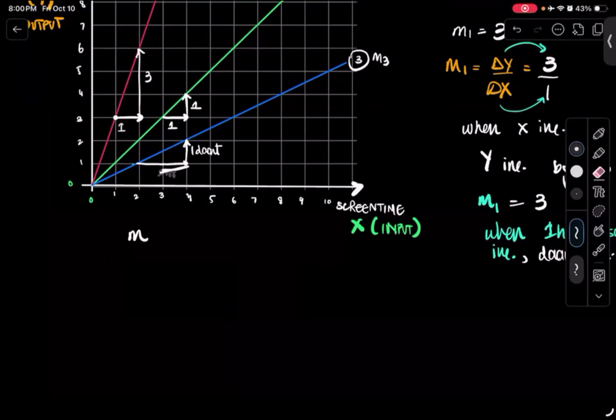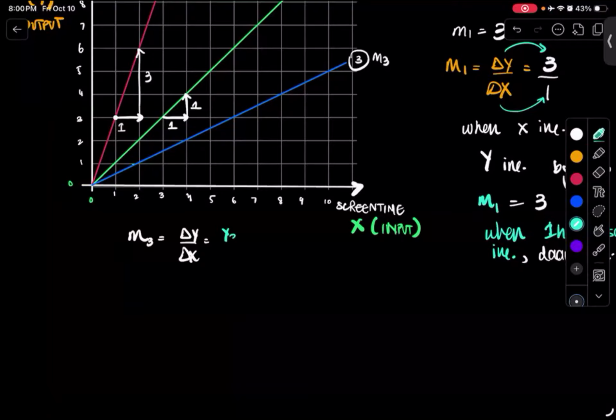Let's calculate the gradient. Let's check. The gradient for M3 is what? It's change in y over change in x, right? Let's pick any 2 points for the third line. y2 minus y1 over x2 minus x1. Let's calculate the gradient.